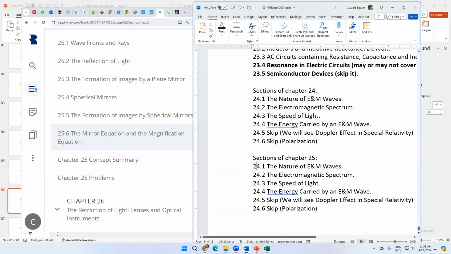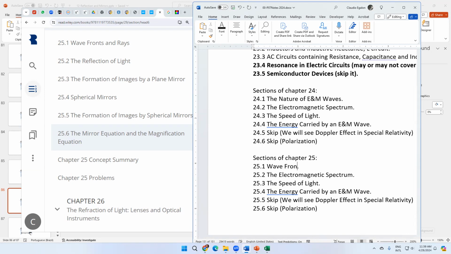Wavefront and rays. Here you go, 25.1, 25.2, 25.3, 25.4, 25.5, 25.6. Okay, now it's just a matter of changing the titles here.